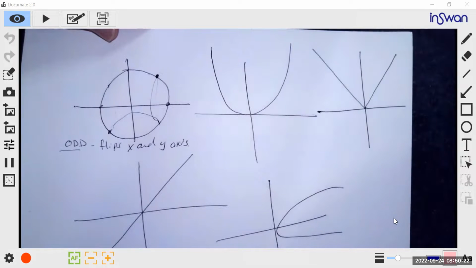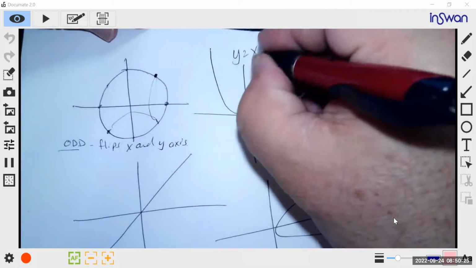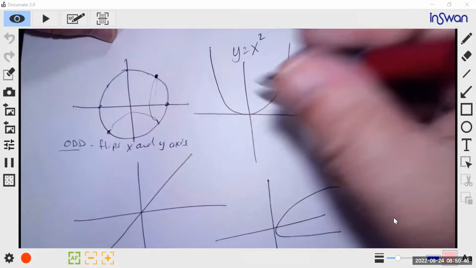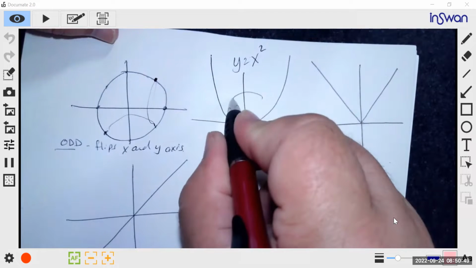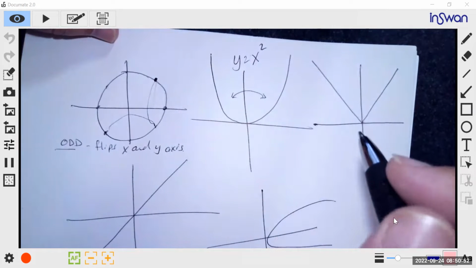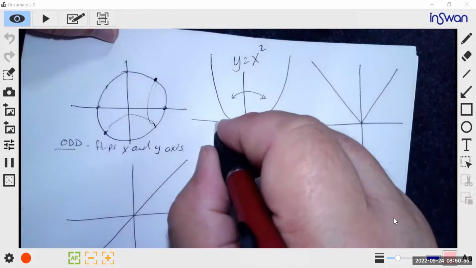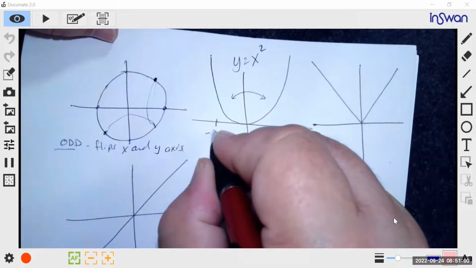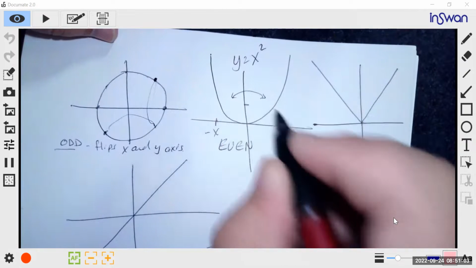How about the second one, the y equals x squared, the parabola? Is that symmetric about anything? The x-axis? The y, yes. This is symmetric about the y-axis. So is it odd or even? This is even, right? Because the only thing that changes are the x values. The y values stay the same.